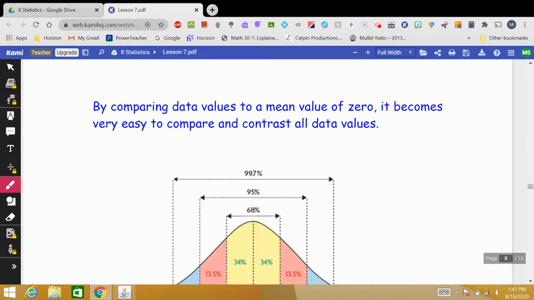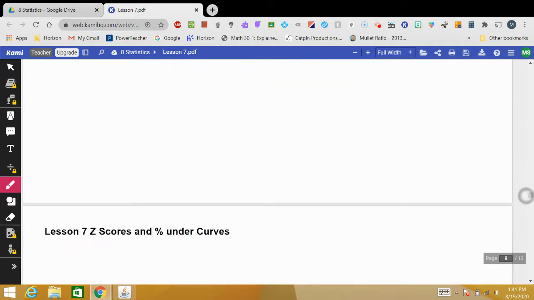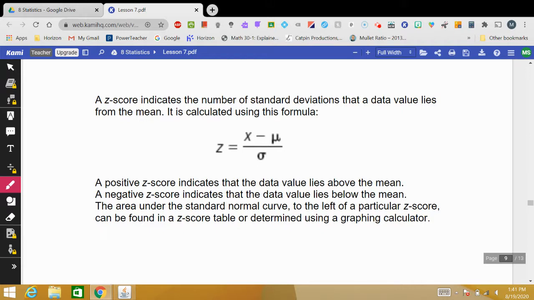So, by comparing data values to a mean value of 0, it becomes very easy to compare and contrast all data values. Okay? So, let's look at an example here. A z-score indicates the number of standard deviations that a data value lies from the mean, or another number of jumps away. So this is a formula that we use. You don't have to have it memorized. I will give it to you. So we use this formula to compare data values.